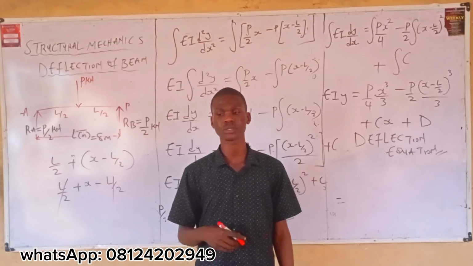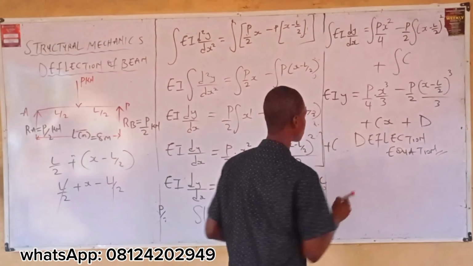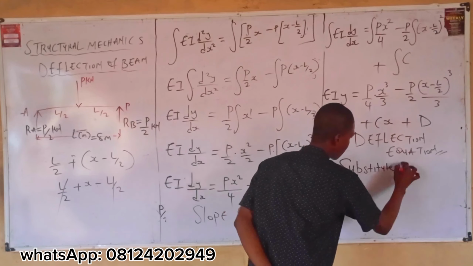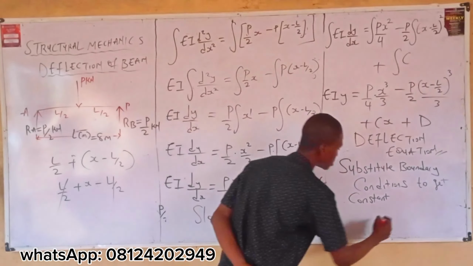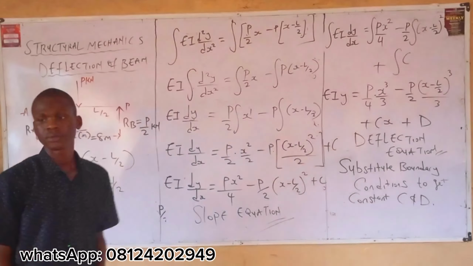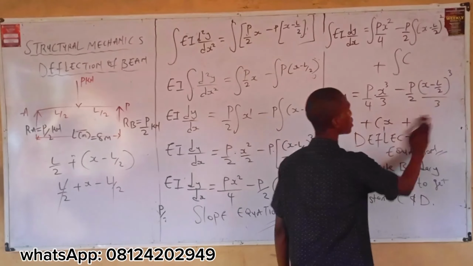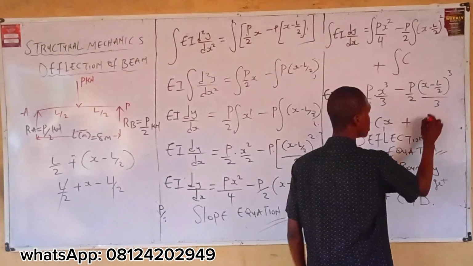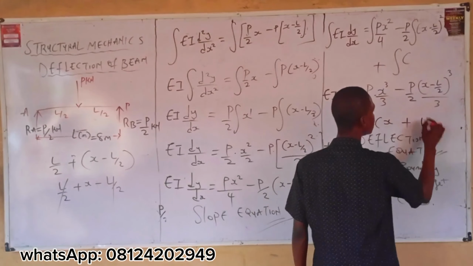The next step is what? So that's where boundary condition comes in. The next step says: substitute boundary condition to get constant. And what are the constants in this case? C and D. Depending on the place, it might be your C1 and C2. Both of them are constants. You might decide to use H, anything. But we are just using C and D in this case.